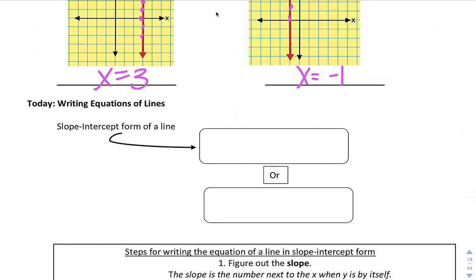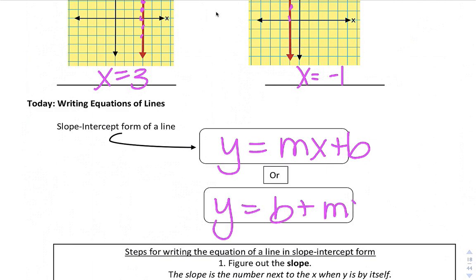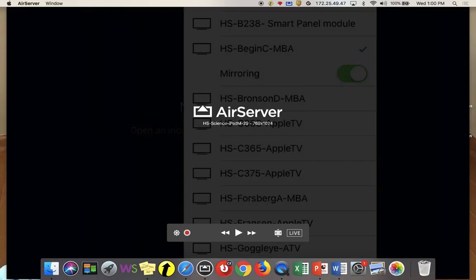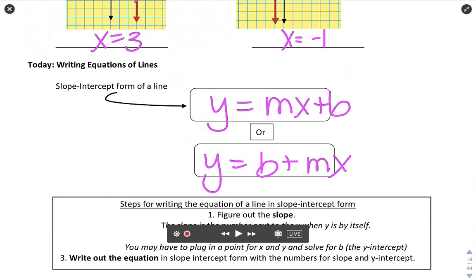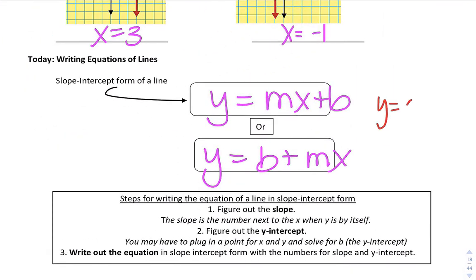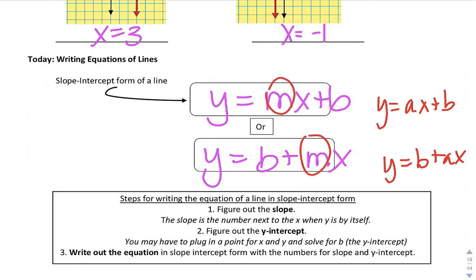All right, so today we're going to look at writing equations of lines. Slope-intercept form is y equals mx plus b. You can switch the order, y equals b plus mx. Sometimes, instead of m for slope, they use a. So you can also see it written like this, y equals ax plus b, or y equals b plus ax. But again, whatever's next to the x value, that is your slope. So slope is next to the x. That's what you have to know.